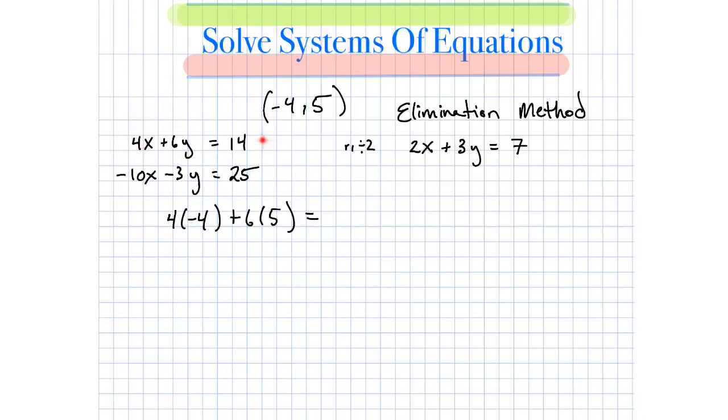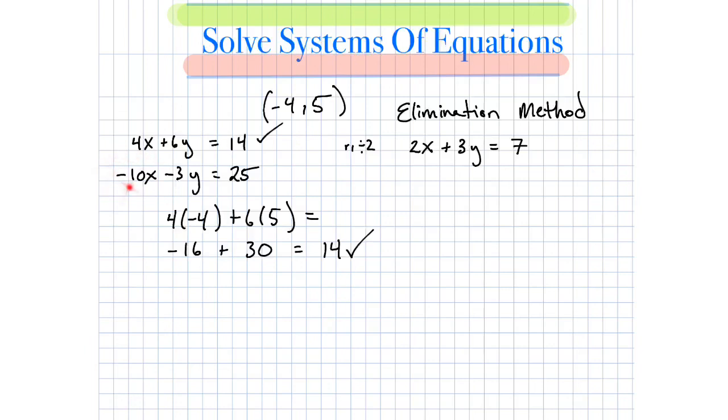Okay, here we go. This first equation. So 4 times -4 plus 6 times 5. We know 4 times -4 gives us -16. 6 times 5 gives us 30. 30 minus 16, definitely that's 14. So we can see that checks out.